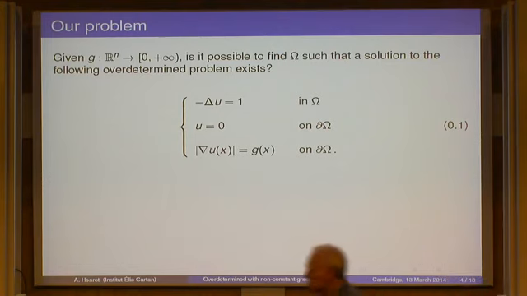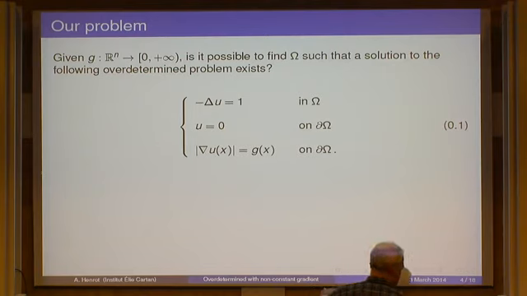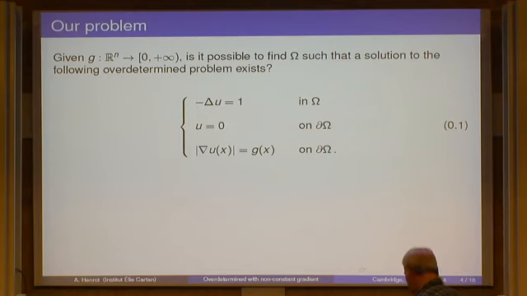And so precisely the question we are interested in, to have the notation fixed, the problem I'm interested in, I recall it here, my overdetermined problem, the following, called 0.1. Minus Laplacian u is 1 in omega, u equals 0 on the boundary of omega. The gradient of u is J of x on the boundary.